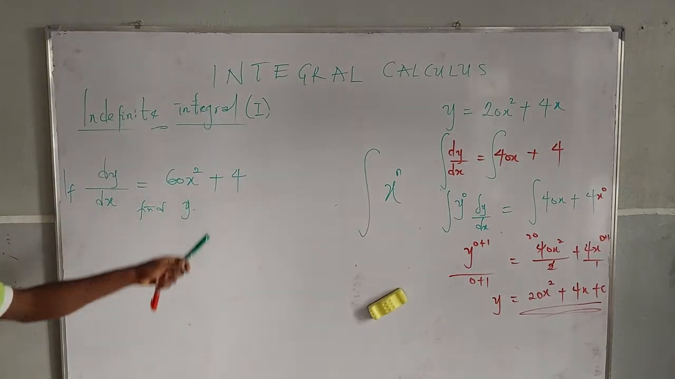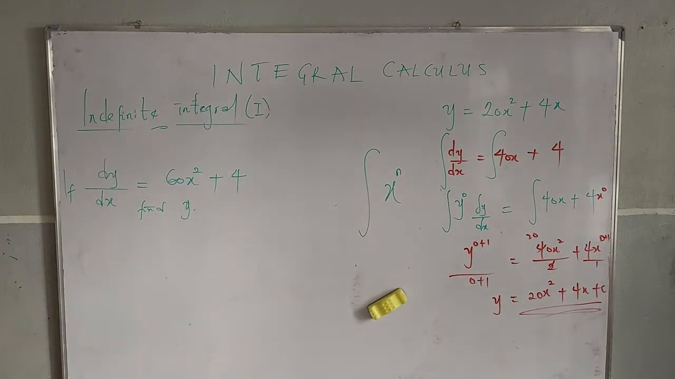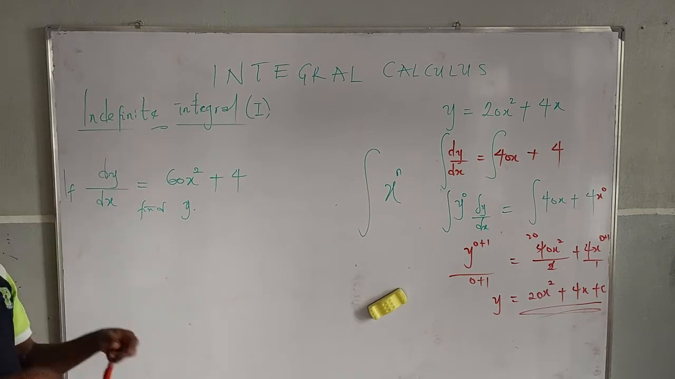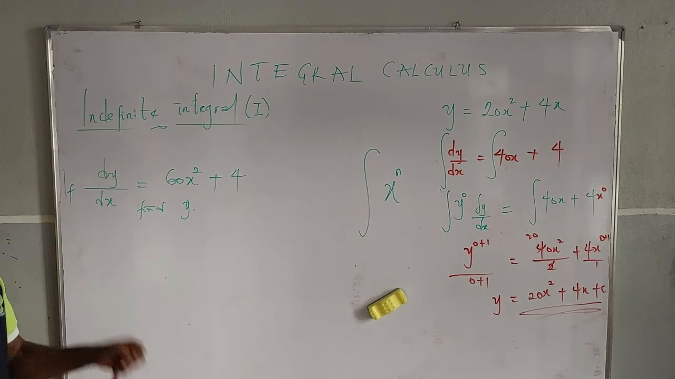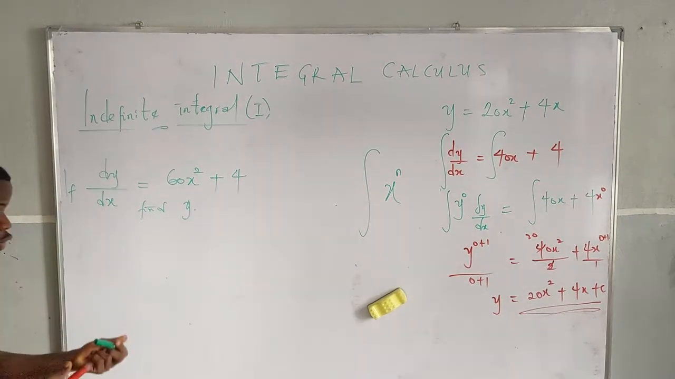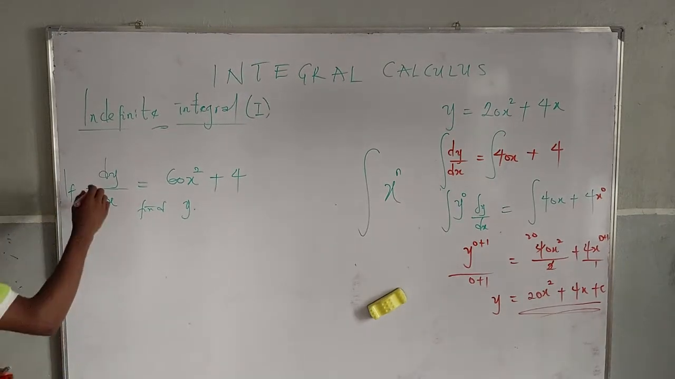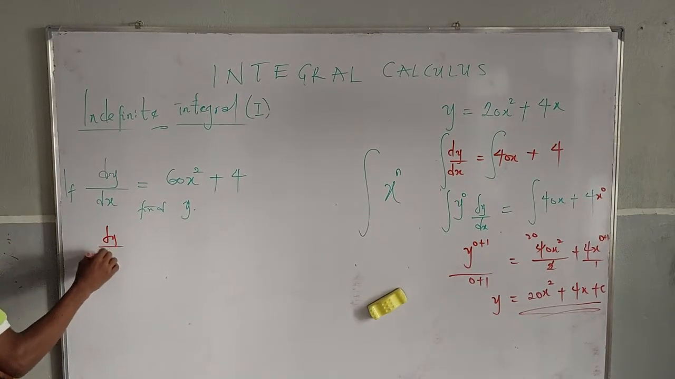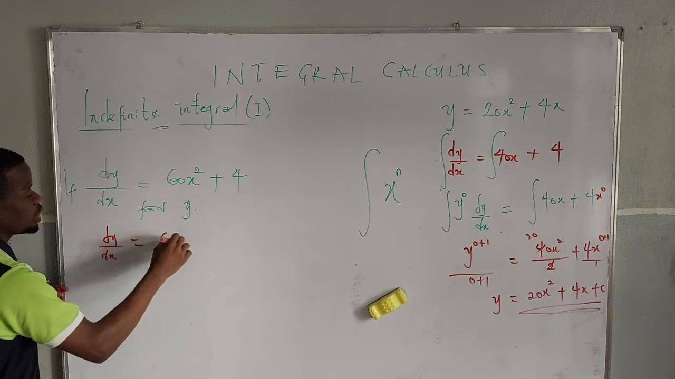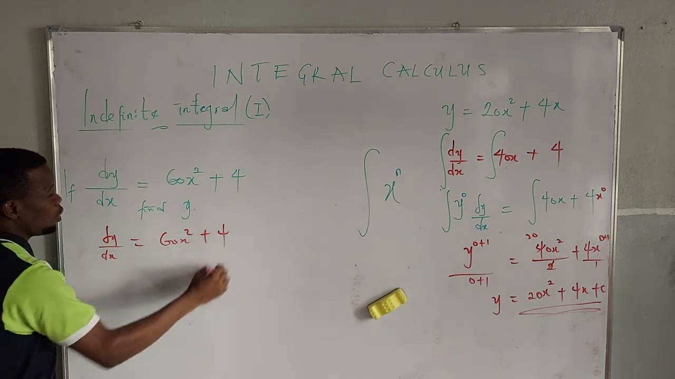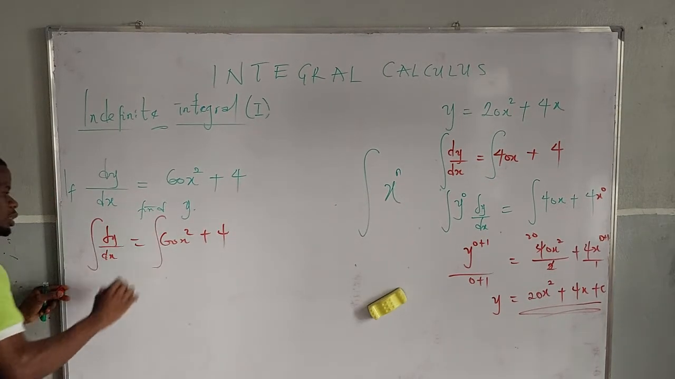dy/dx is equal to this. Find y. We have differentiated a particular function. We now want to get the function back. That's the meaning. So what we have to do is integrate, we have dy/dx equal to 60x squared plus 4. Then integrate both sides, right?